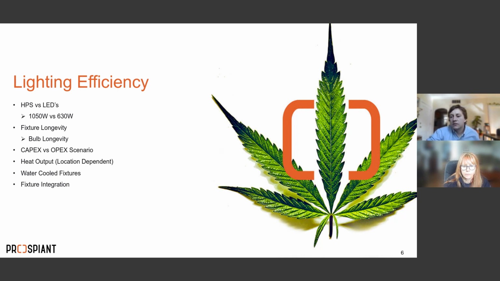And just another thing, it's going to have a higher CapEx than just a regular LED. But at the same time, what's the payback period of it? Yeah, and that's the 30,000 foot view of the lighting efficiency and how it can help you a little bit on the OpEx side.